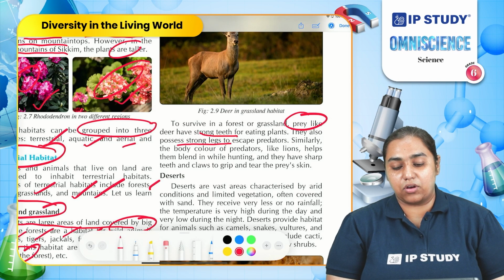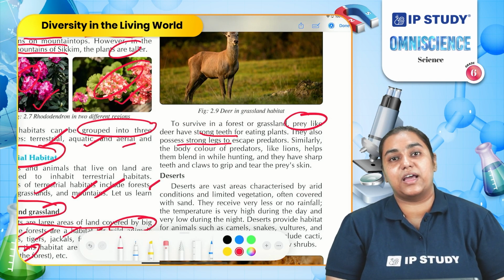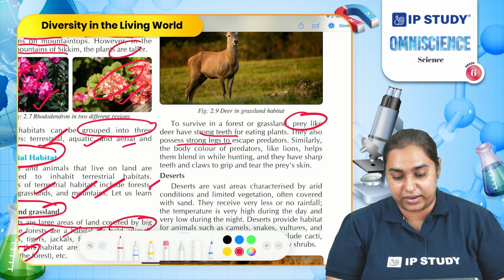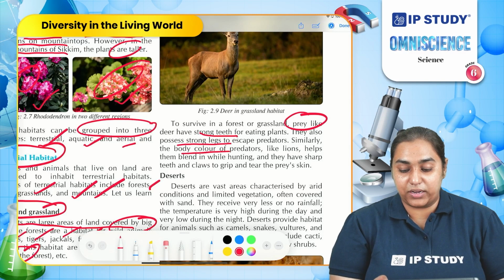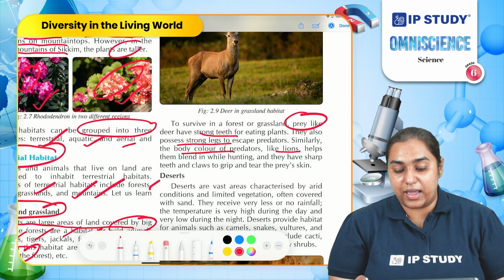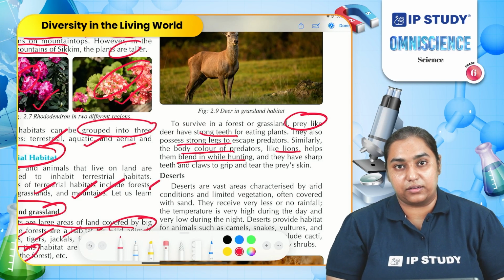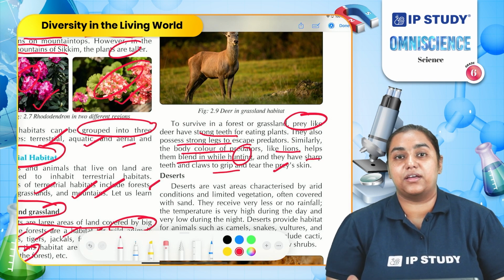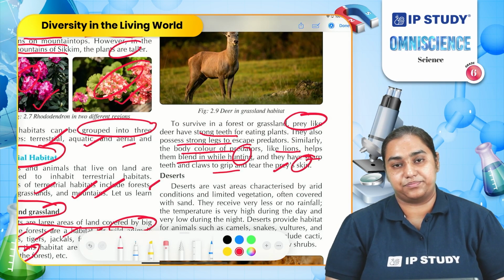Similarly, predators also have some special features which help them survive in the forest or grassland. This includes their body color. For example, a lion blends in its surrounding with the help of its color so that it can easily hunt its prey. They have sharp teeth and claws to tear away the skin of their prey.